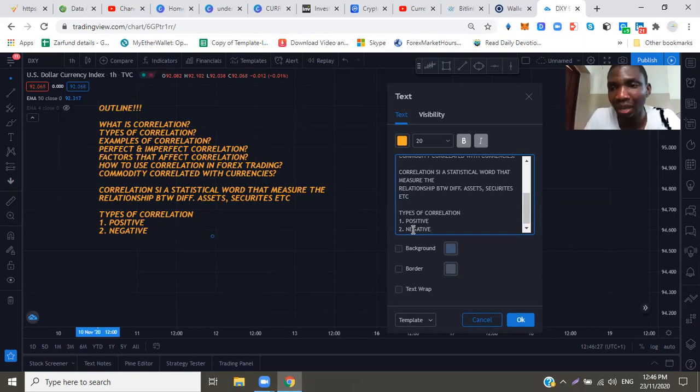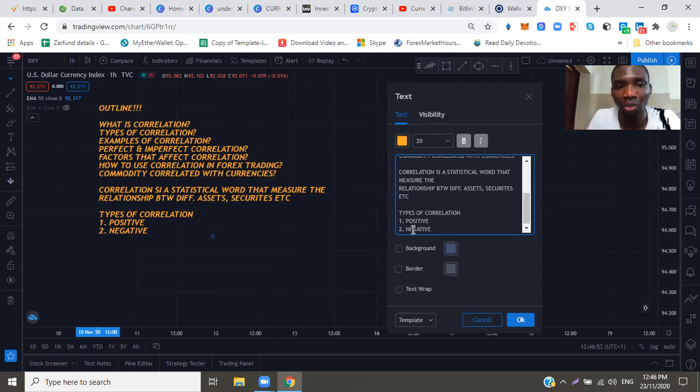That is what we mean by positive correlation. They go in the same direction. Now when we talk about negative correlation, we are talking about opposite directions. When one asset is going in an upward direction, the other one comes downwards, goes in the downward direction.